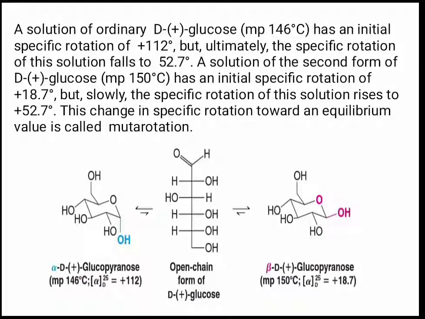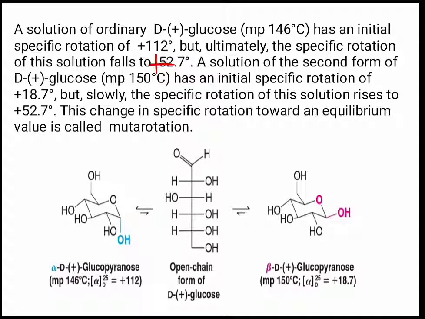A solution of ordinary D-glucose, which has the melting point 146 degrees centigrade, has an initial specific rotation of +112 degrees, but ultimately the specific rotation of this solution falls to +52.7 degrees. This also must be a plus. You cannot indicate a specific rotation by only the value. You have to give the sign also, plus or minus.